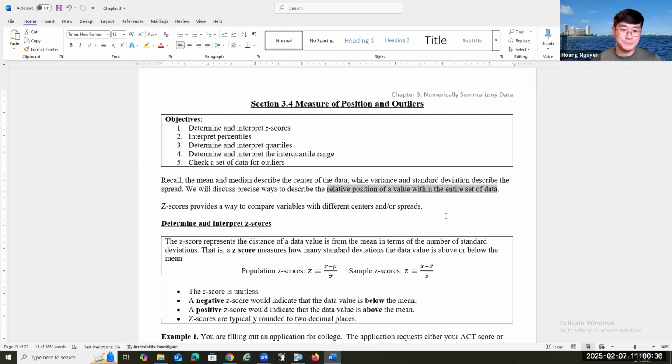You might compare your test score with the rest of the entire class. One way that we can show the measure of position is the z-score. The z-score provides a way to compare variables with different means and different standard deviations, or in general, with different centers and different spreads. So what's the z-score? How do we calculate it, and what's the interpretation of the z-score?